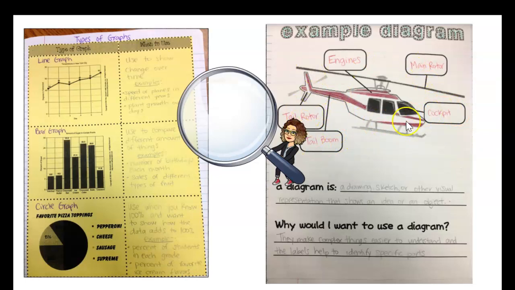So you would label them so that as you're using these words in your explanation, the reader would be able to understand, and these labels help identify the specific parts to make this complex idea a lot easier to understand.